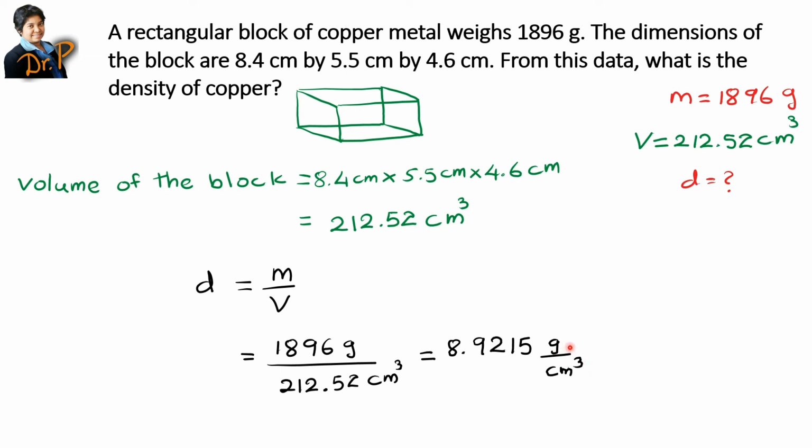Now, is this your final answer? No, you have to report it with the correct number of significant figures. Now let's check the number of significant figures in our operation. In this number, you can find 4 significant figures. How about this 212.52? What is the correct number of significant figures here? Now this is a problem. Why? We did not directly measure this volume. This is a calculated value.